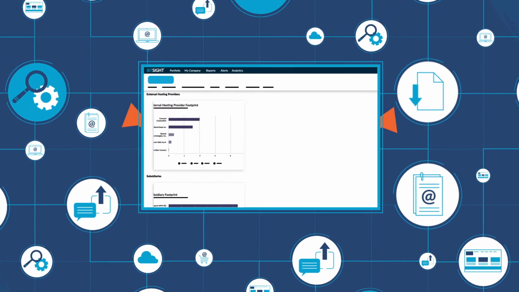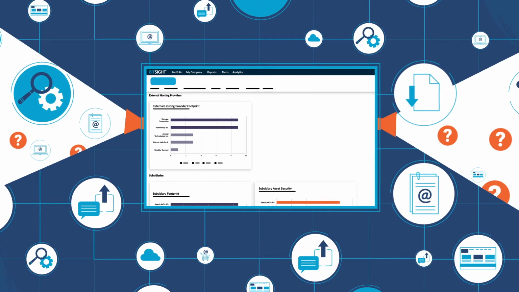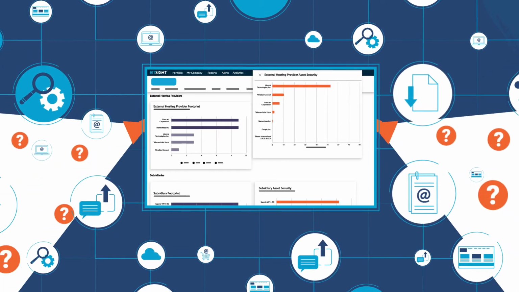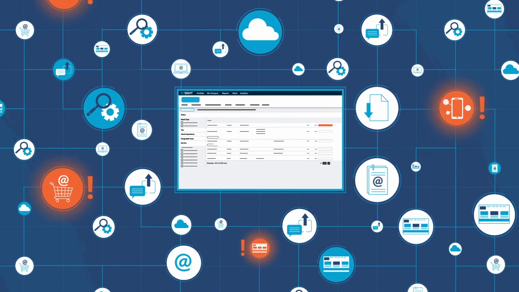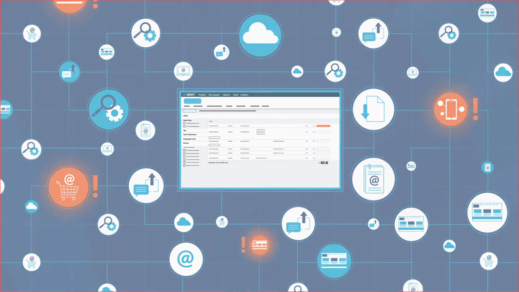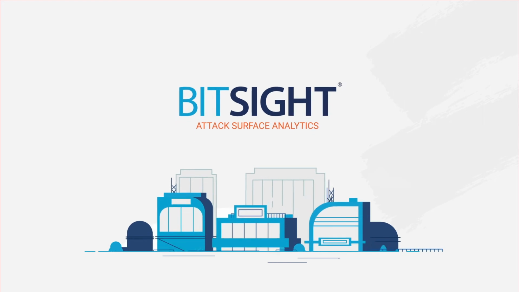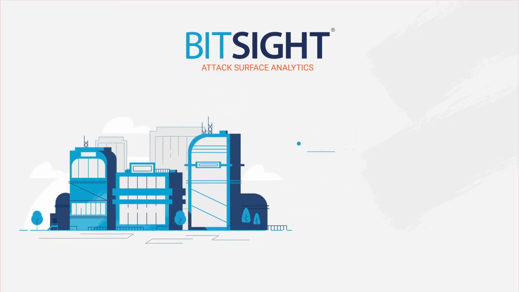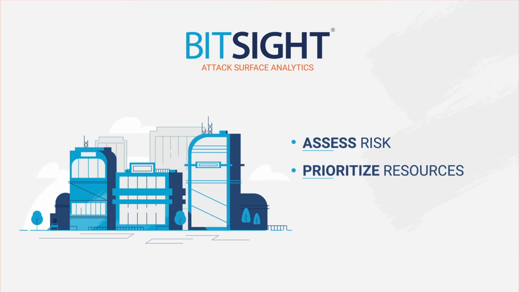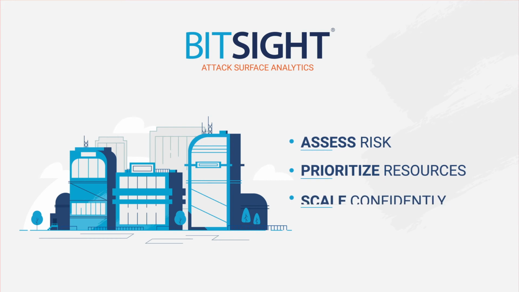Discover shadow IT, potentially unprotected applications being used without IT's knowledge, and identify areas of concentrated risk through an ecosystem-wide view. With Attack Surface Analytics, you'll gain unprecedented context into your digital ecosystem, enabling you to assess and mitigate risk effectively, prioritize the right resources, and confidently expand your digital footprint.